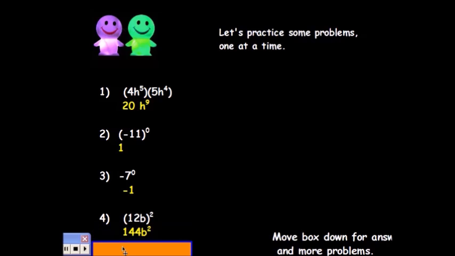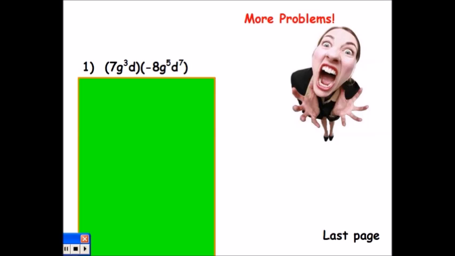Okay, this is 144b squared. This is 12b, squared, so I'm squaring the 12, and I'm squaring the b. Okay, let's work these. Press pause, and then check your answers.